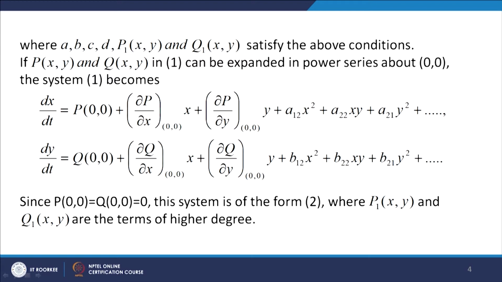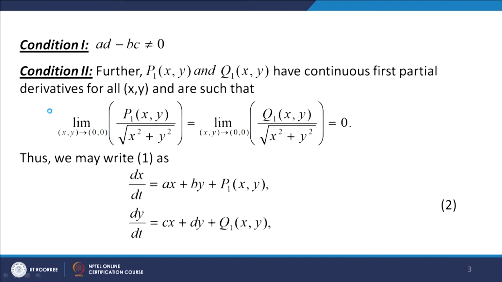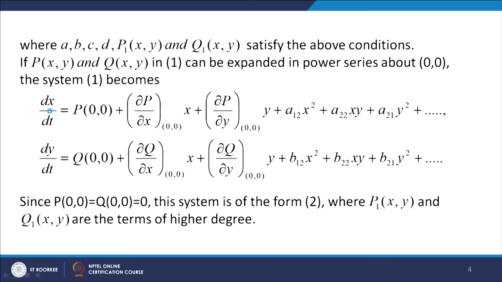Now, since (0,0) is a critical point of the nonlinear system, P(x,y) and Q(x,y) at (0,0) must vanish, and therefore P(0,0) and Q(0,0) are equal to 0. Then this system is of the form 2, where a is the partial derivative of P with respect to x at (0,0), b is the partial derivative of P with respect to y at (0,0), c is the partial derivative of Q with respect to x at (0,0), and d is the partial derivative of Q with respect to y at (0,0).